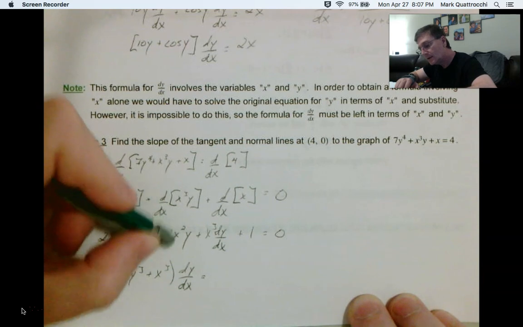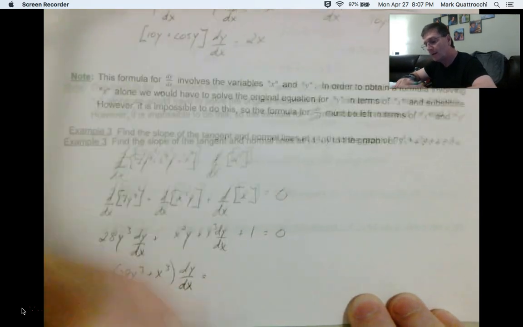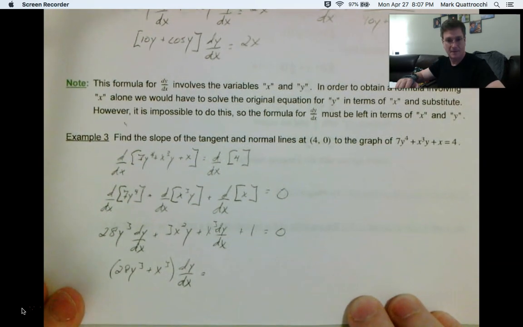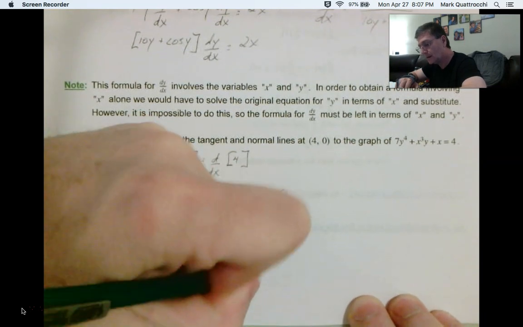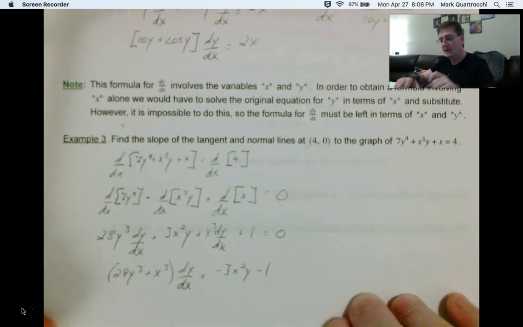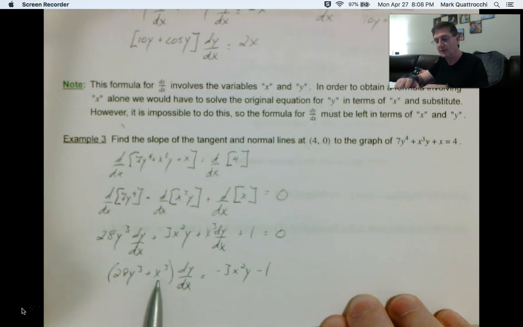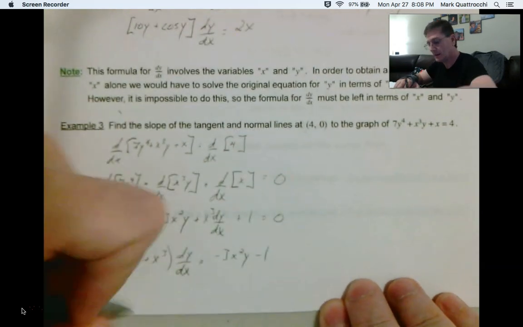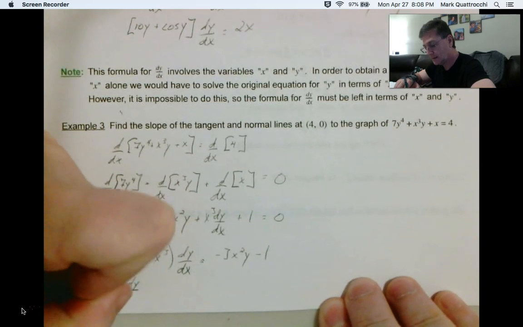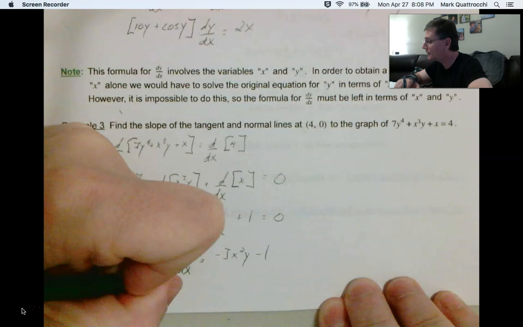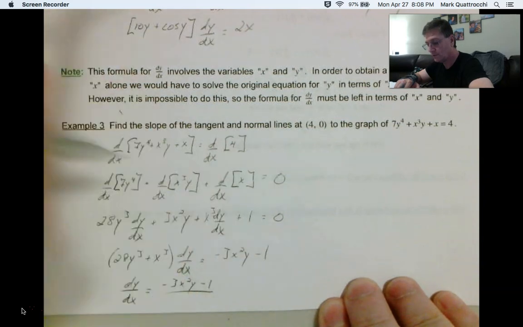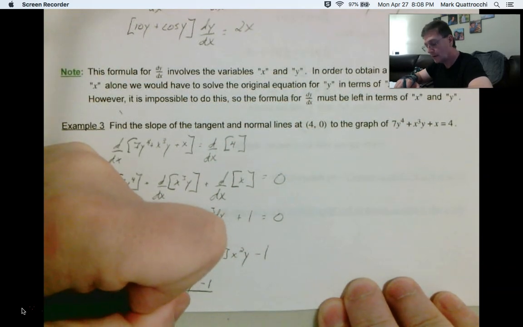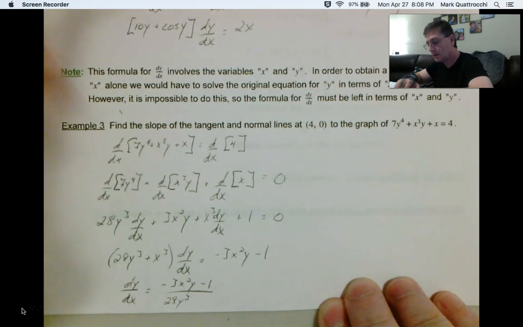I apologize, that's a typo. Okay. Negative 3x squared y minus 1. Divide both sides by 28y cubed plus x cubed, and I get dy/dx equals negative 3x squared y minus 1 over 28y cubed plus x cubed.